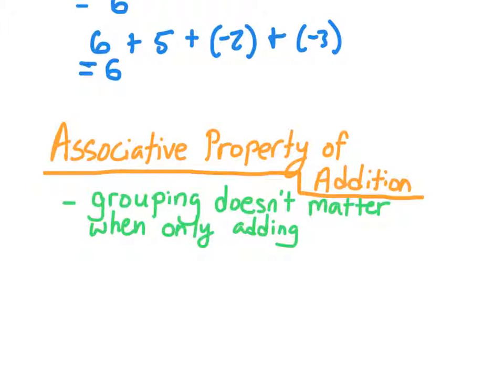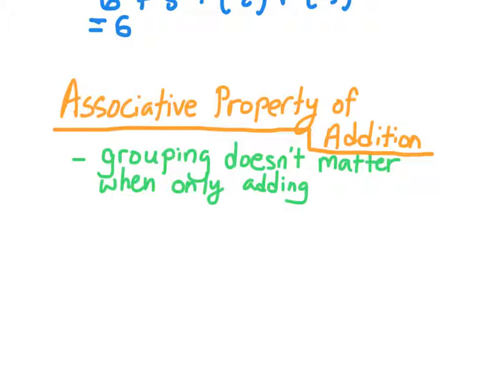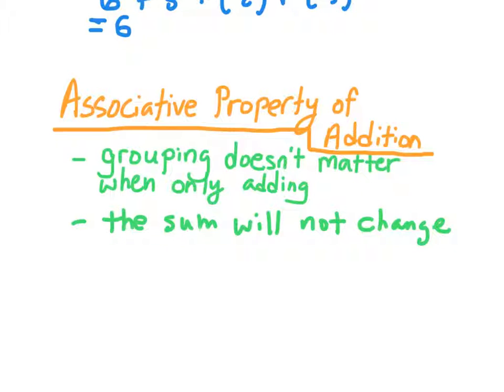Now somehow I lost my example here. That's all right, I'll just make one up. So the grouping doesn't matter. Now notice the change in the words here. Grouping now doesn't matter. And then let's say the sum will not change. So I'm going to go with 5 plus -3 plus 9.